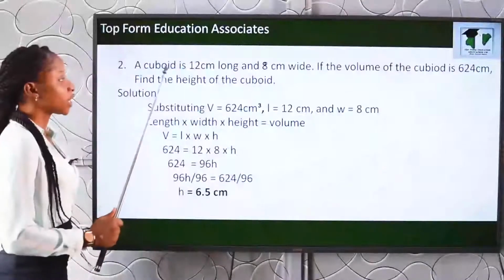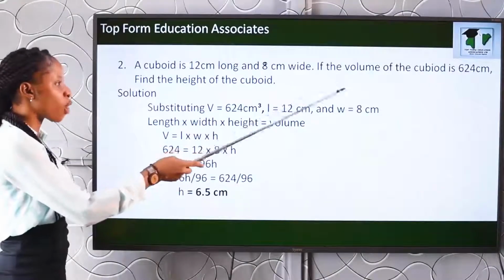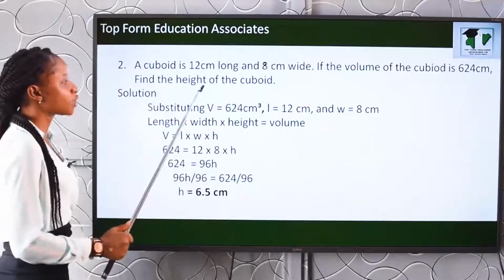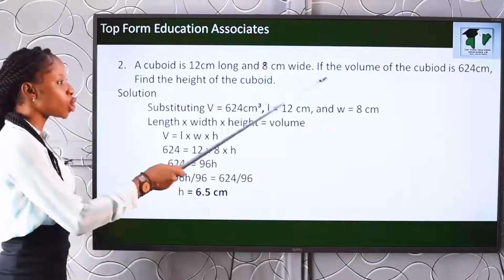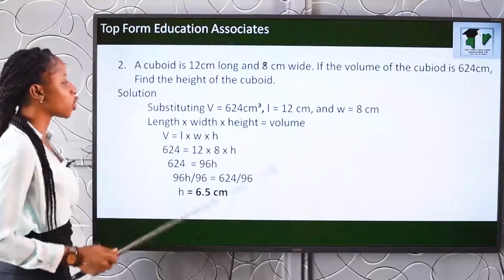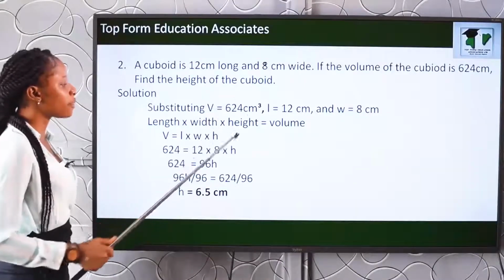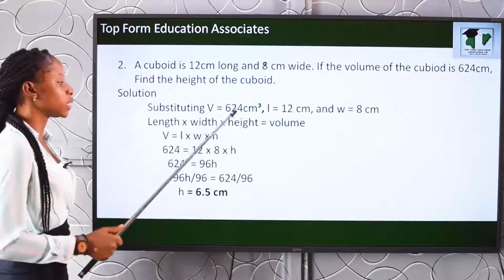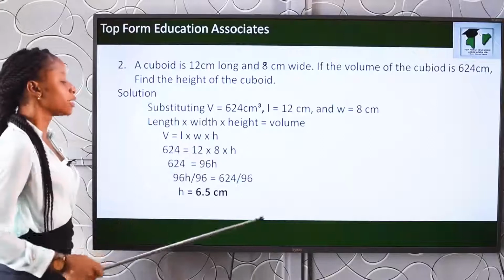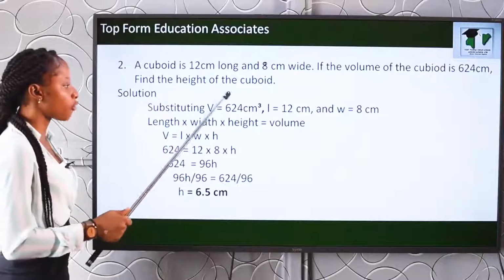Number 2. A cuboid is 12 centimeters long and 8 centimeters wide. If the volume of the cuboid is 624 centimeters cubed, find the height of the cuboid. Now, solution. Substituting these into the formula. Remember, the formula for volume is length times width times height. And we're given the volume as 624 centimeter cubed. We're asked to find the height of the cuboid.